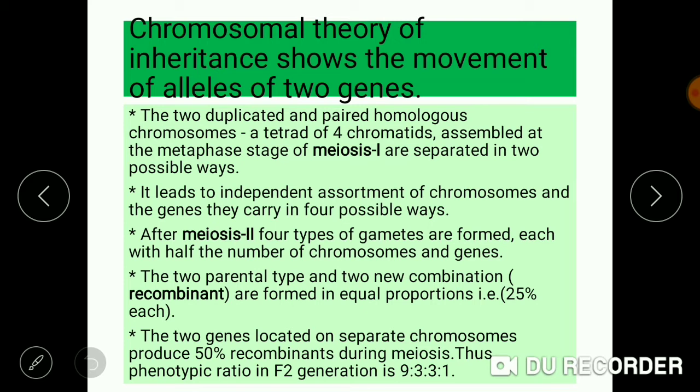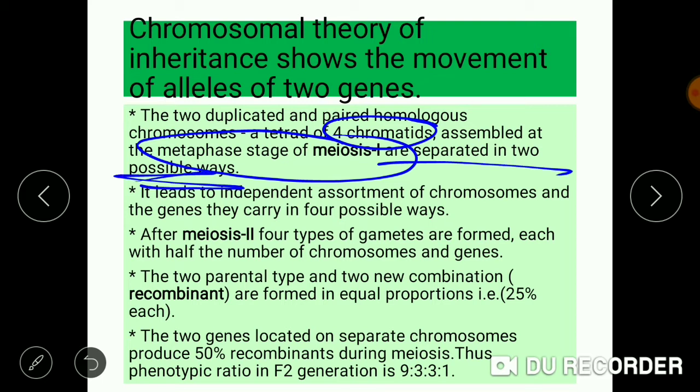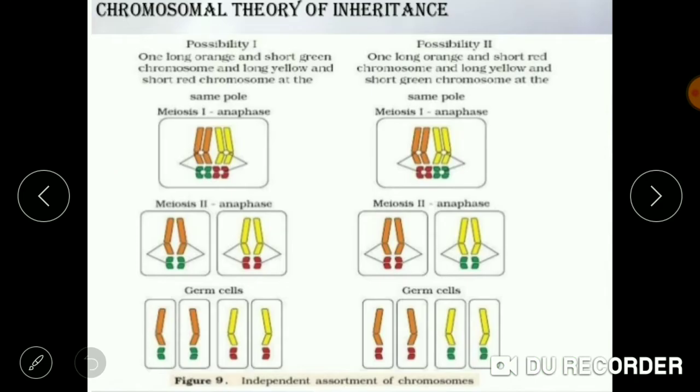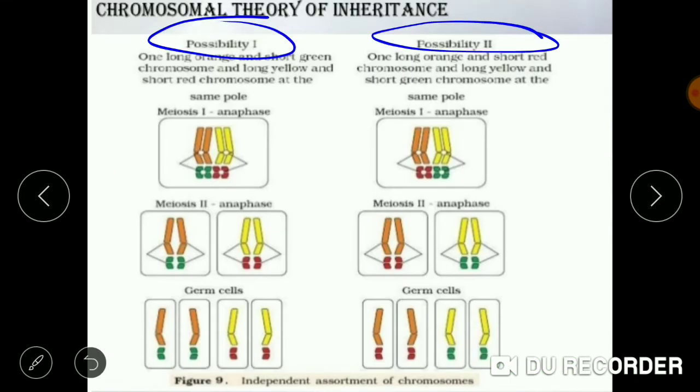So let us see the chromosomes. What does the chromosomal theory state? The two duplicated and paired homologous chromosomes, a tetrad of 4 chromatids, are assembled at metaphase of meiosis 1 and they get separated in two possible ways. Now here they have shown possibility 1 and possibility 2.